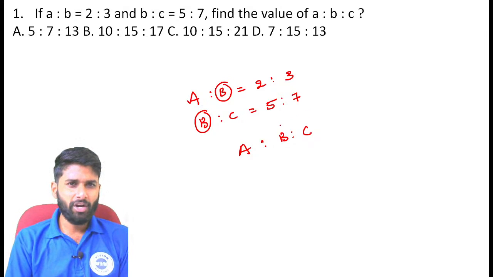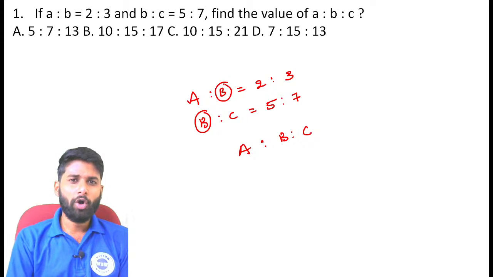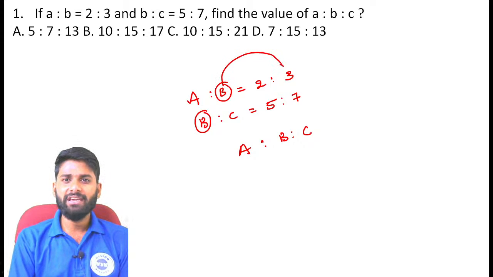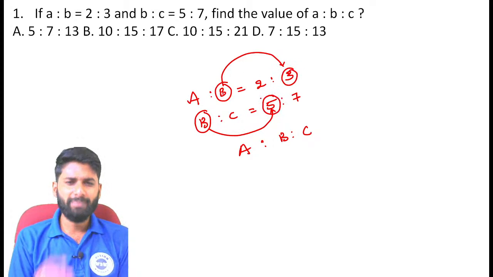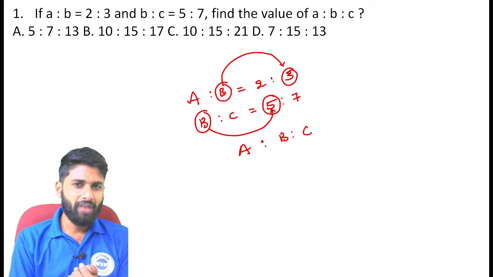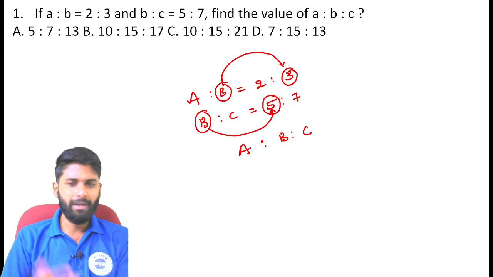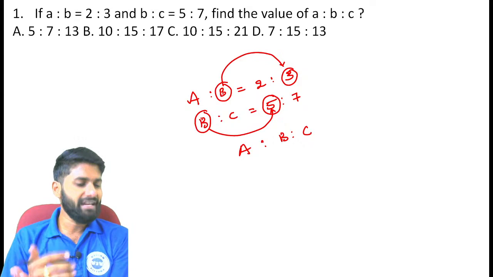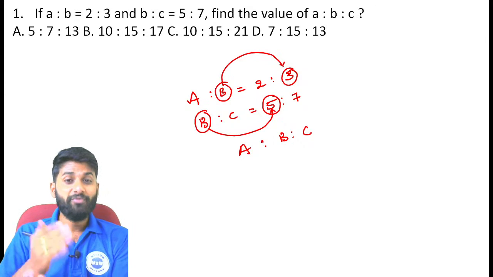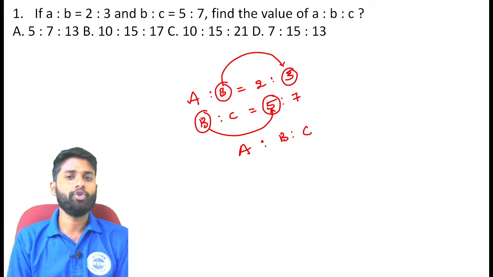Now see what is the meaning of relation. If B is the common, it means the B quantity must be equal. Here the B quantity is 3 units, and here the B quantity is 5 units. Both are different. According to the alphabet, B is common, but the numerical part is completely different. So we need to equate those numerical values also.